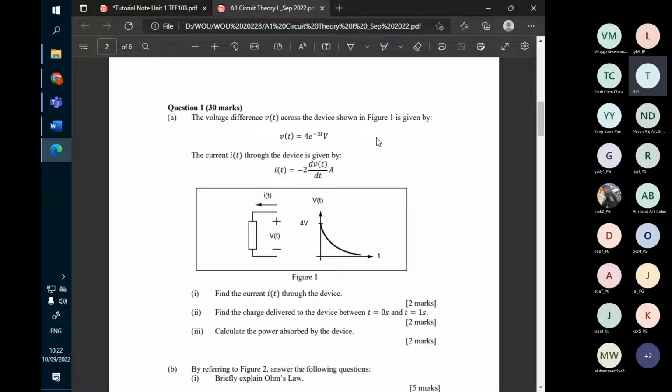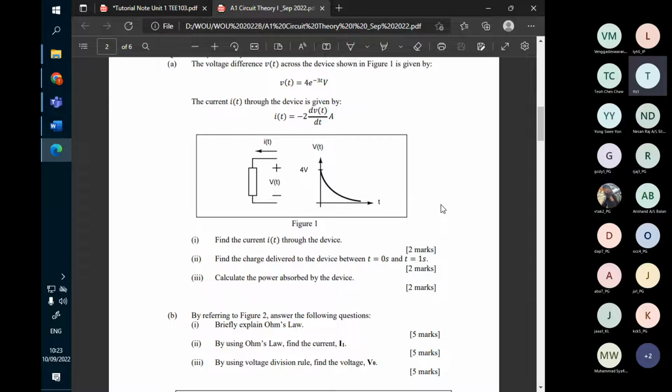So first, actually, we are also given the function to help you visualize. You can figure this function out by looking at it. The voltage is slowly dropping across time. When the time increases, the voltage will drop. Eventually, it probably drops to 0. Okay, part 1 is to find the current through the device.